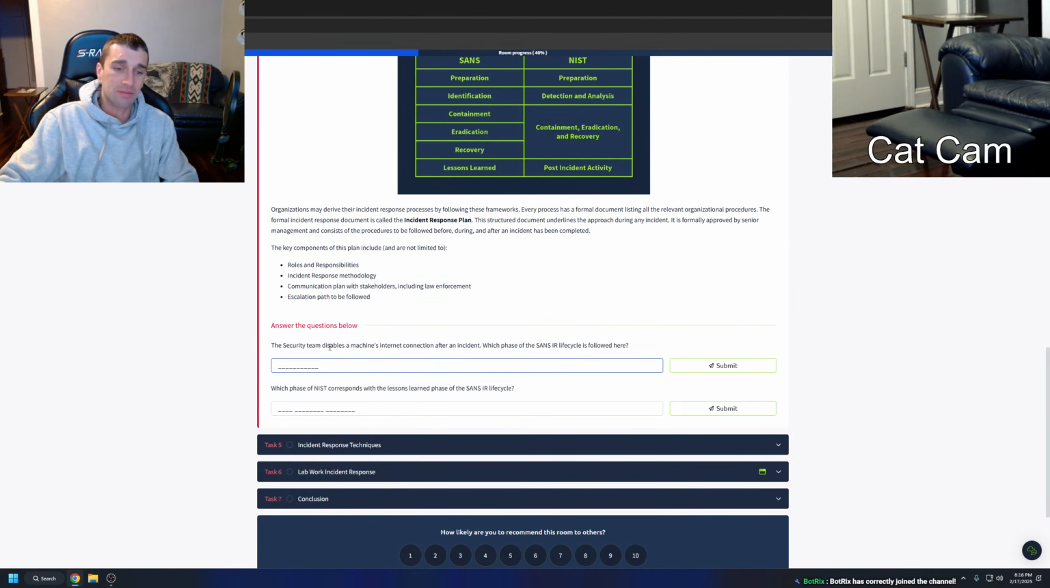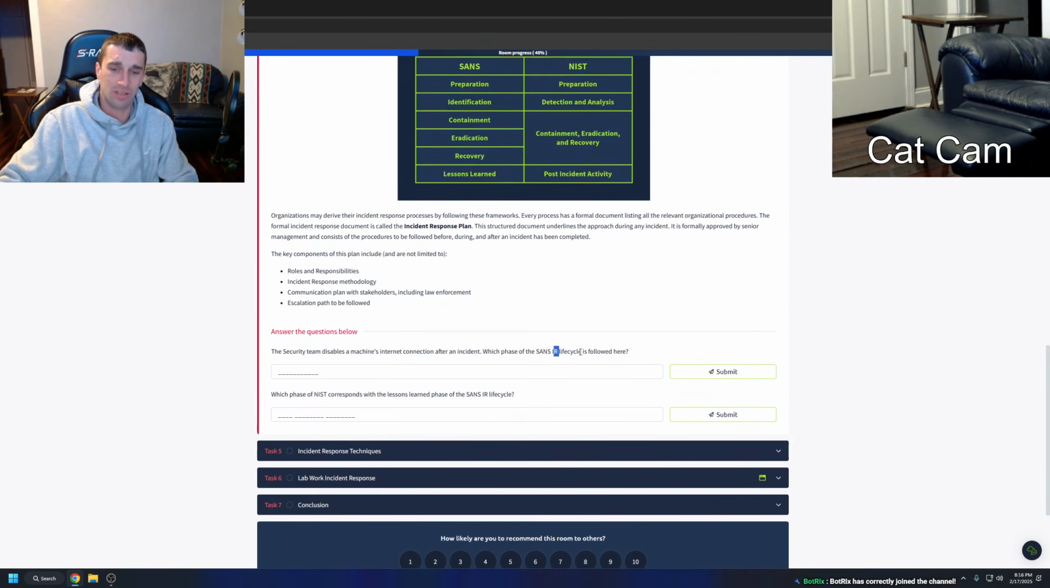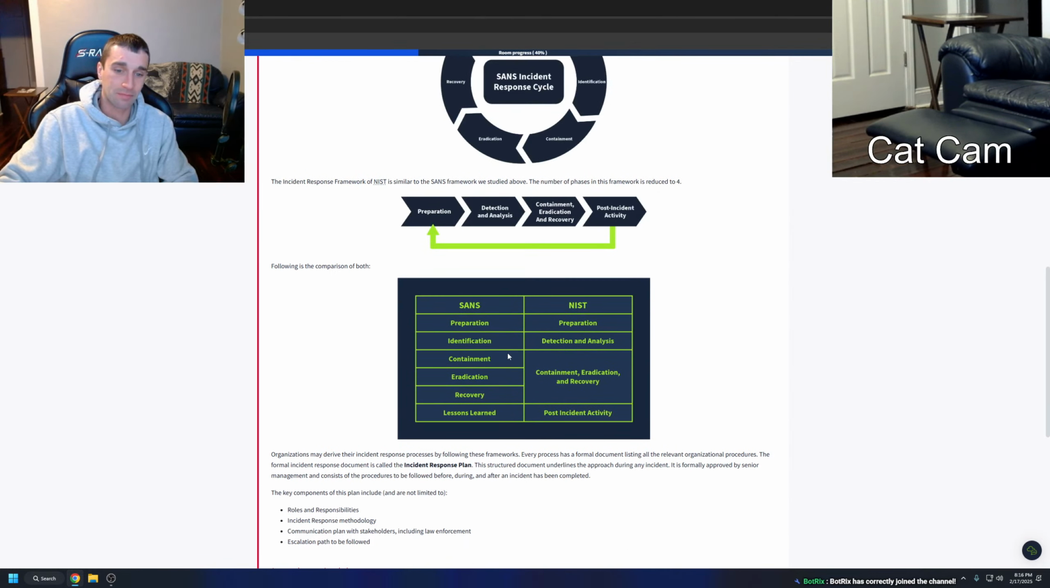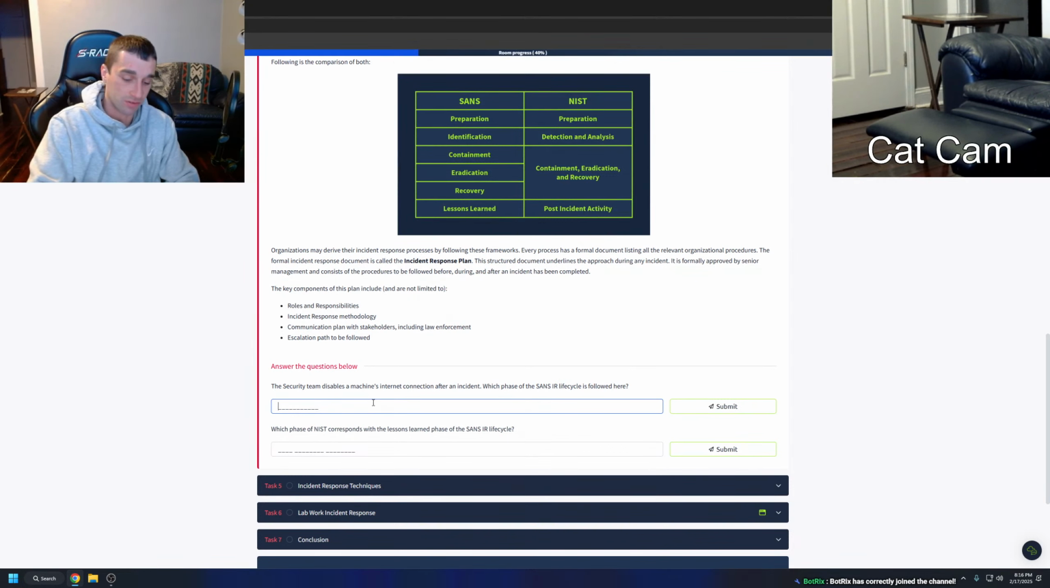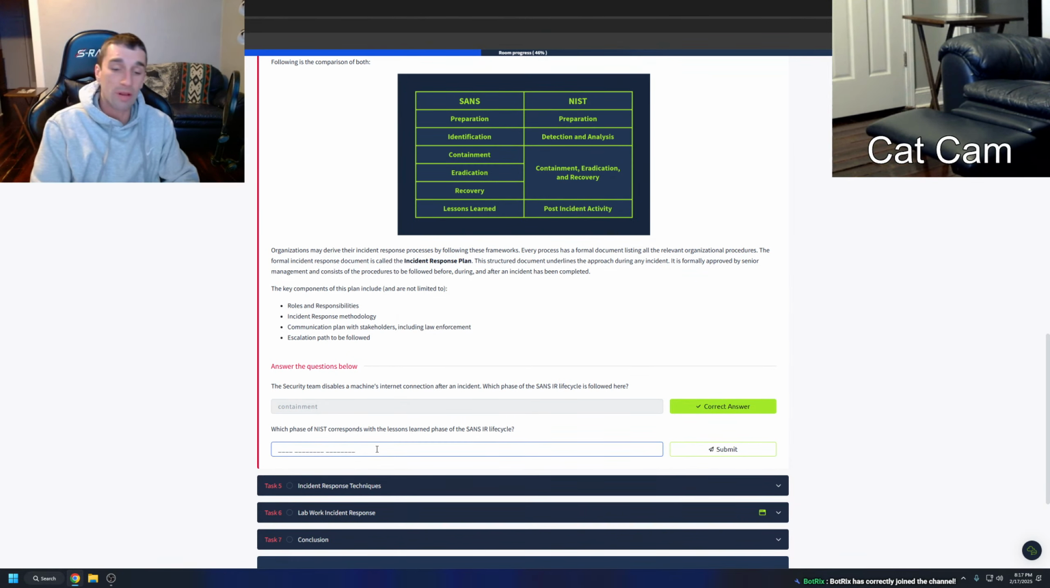The security team disables a machine's internet connection after an incident. What phase of the SANS IR life cycle is followed here? That is containment. What phase of NIST corresponds to the lessons learned phase of the SANS?